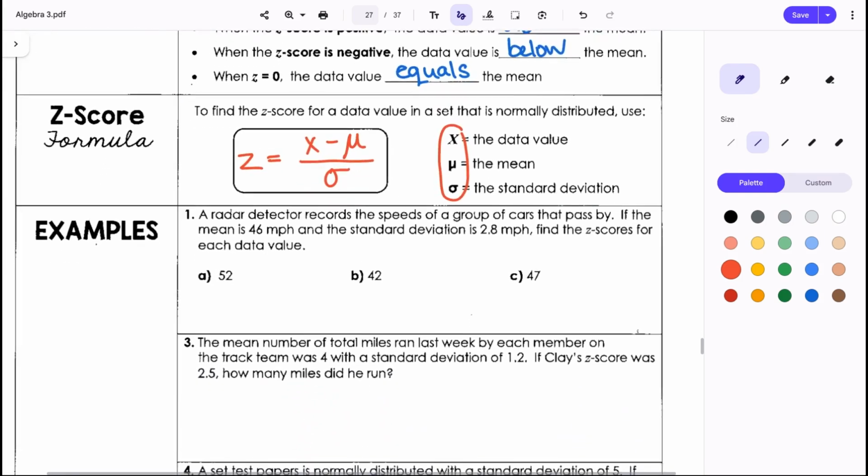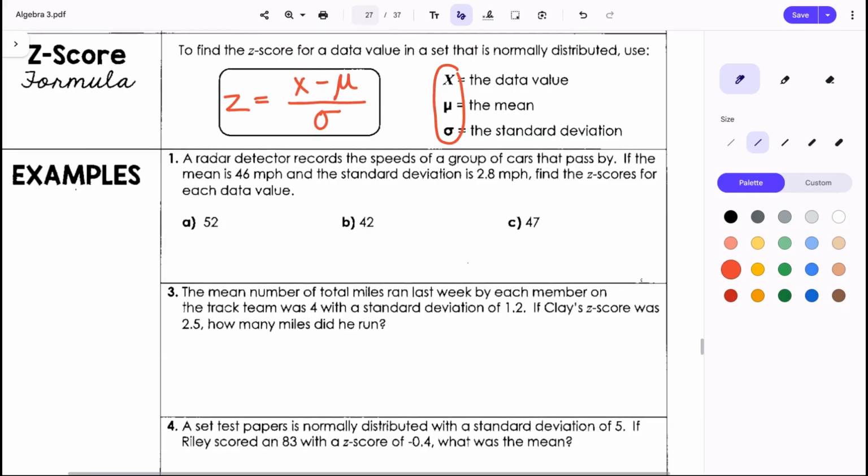Okay, so some examples down here. Number 1 says that we have a radar detector, and it records the speeds of a group of cars that pass by. If the mean, so I'm just going to underline important information, if the mean is 46 miles per hour, and the standard deviation is 2.8, they want us to find the z-scores for each given data value. So they're giving you the x for your formula. You have the mean and you have the standard deviation, and we want to find the z-score. So they actually are giving you everything to just plug into your formula.